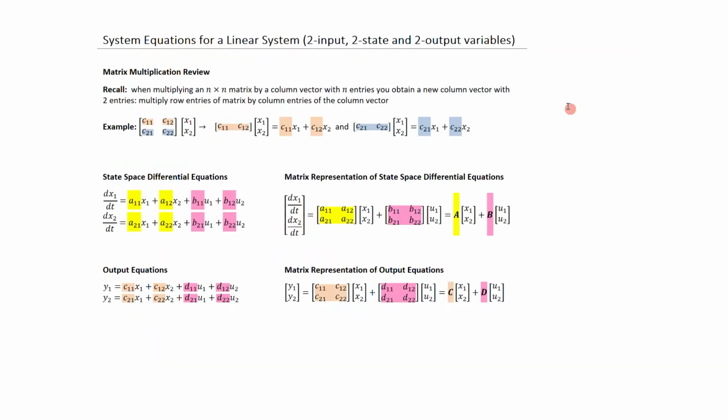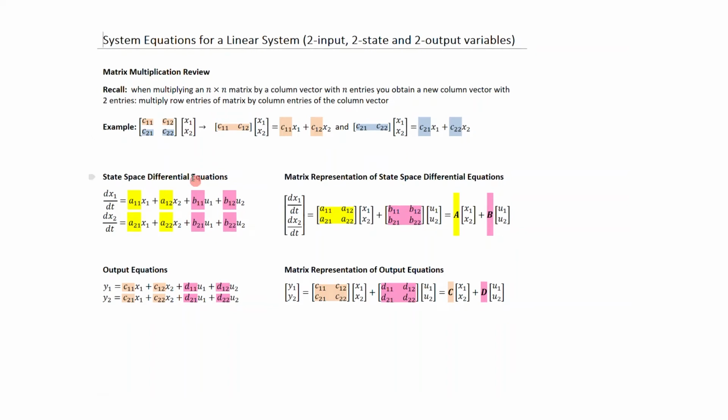All right, so now let's move on to the modeling of the system equations and start with the linear system, but first a quick review of matrix multiplication, because with linear systems, it's sometimes more convenient to do everything in matrix form. So consider the 2 input, 2 state, and 2 output variable problem. Just recall, when multiplying an n by n matrix by a column vector with n entries, you obtain a new column vector with n entries. So you multiply row entries of the matrix by column entries of the column vector. If I do this computation, I'm taking C11, C12, X1, X2, and multiplying this out to get this.